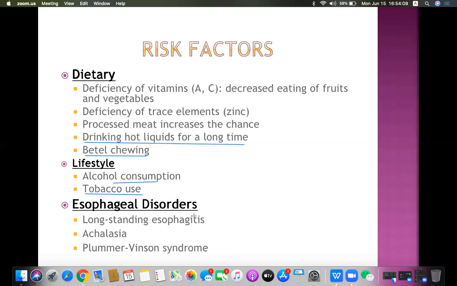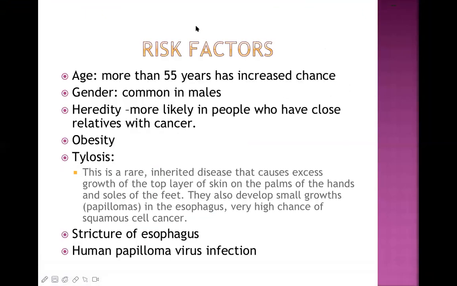Regarding the esophageal disorders, long-standing esophagitis, achalasia cardia, and Plummer-Vinson syndrome, all of these are risk factors for the development of malignancy in esophagus. Achalasia and Plummer-Vinson are the more important ones. Now see here some of the important points. Age, it is more common in older age. So older age is a risk factor, and it is more common in males than females.